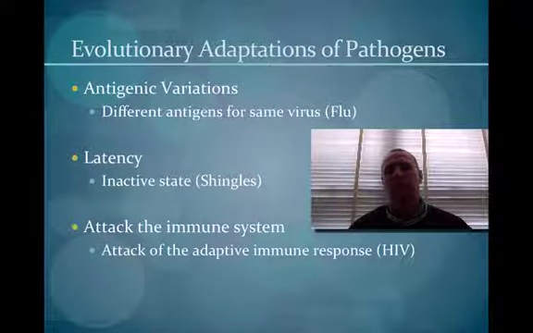Another would be an attack on the immune system itself. If you can attack the immune system and knock it out, then you can thrive, and that's what HIV does. So these are some evolutionary adaptations that pathogens have developed in order to be able to survive.